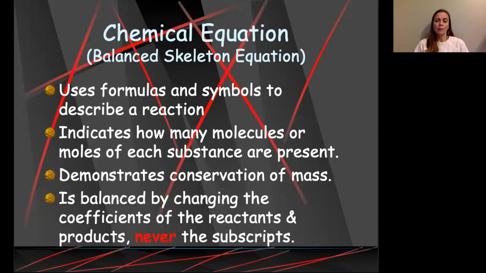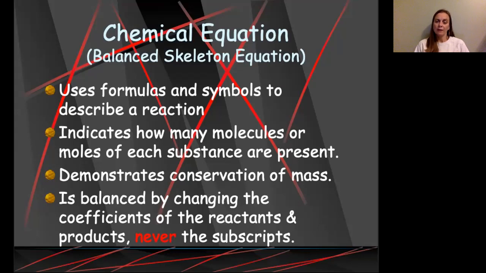When we go to balance a chemical equation, it's really important that we always balance by changing the coefficients of the reactants and the products, never the subscripts. We can't change the subscripts because that would change the identity of the reactants and the products. So the first thing we have to do when we write our equations is make sure that we have neutral compounds. And once we have the neutral compounds, we can't adjust the subscripts.